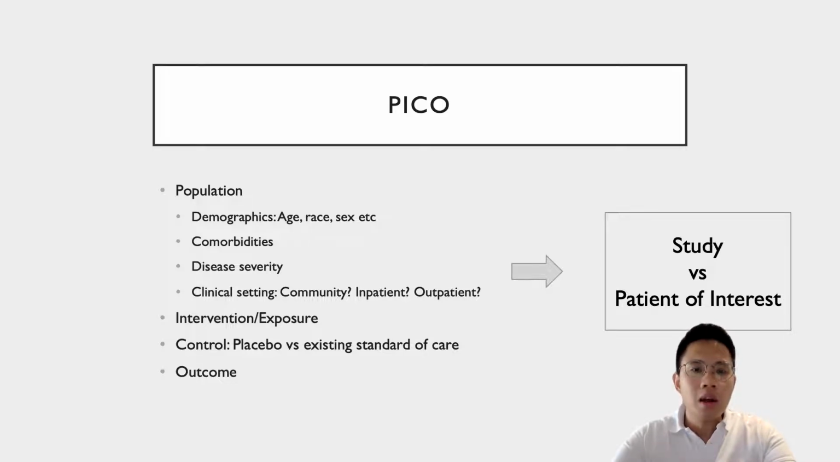And importantly, we then compare the study's PICO with the PICO of the patient of interest. Usually this would be the clinical context in which we operate. And finally, when we attempt to generalize or apply it subsequently, we have to see whether or not the two PICOs align.